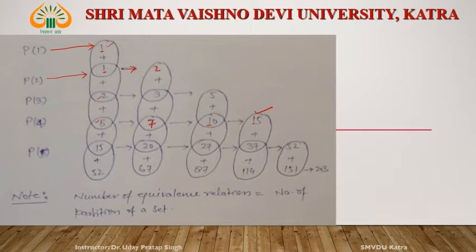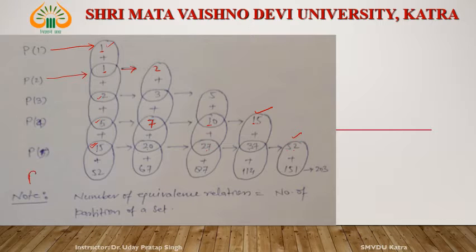Similarly, what is P5? Write this 15 here. Now 15 plus 5, what is that? 20. And 20 plus 7, 27. 27 plus 10, 37. 37 plus 15, 52, right? What is P5? This is 52.